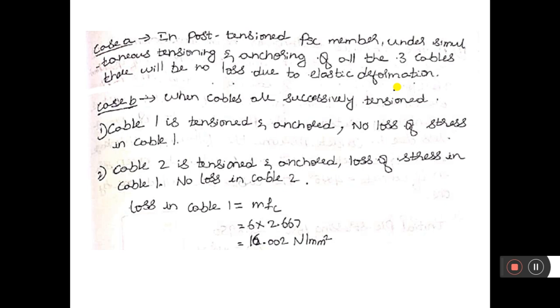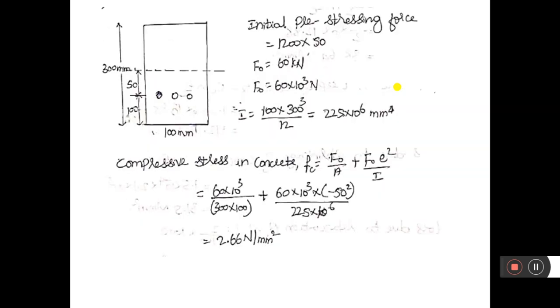So in the second case, the cables are pulled successively. Cable 1 is first pulled, then cable 2 is pulled, and then cable 3 is pulled. So in case 2, in the first step, this cable is pulled. This cable is subjected to an initial pre-stressing force of 60 kilonewton. So what will be the loss in the cable when this cable is subjected to 60 kilonewton?